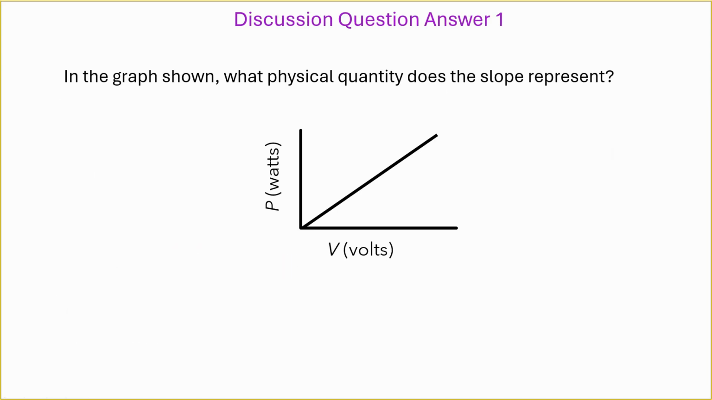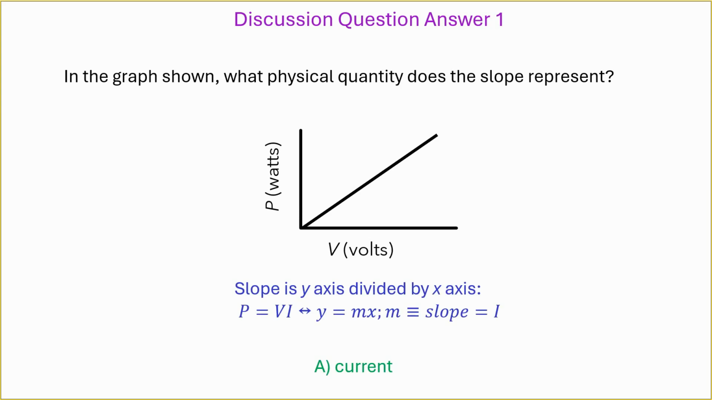For the first question, what is the physical quantity represented by the slope? So remember, P equals VI, and this is a straight line through the origin. So then P versus V, what is the remaining quantity? That is I. So then you get the current. Alright, moving on. So this is the current, so the answer is A, y equals mx. M would be the slope, and m here is current, I.